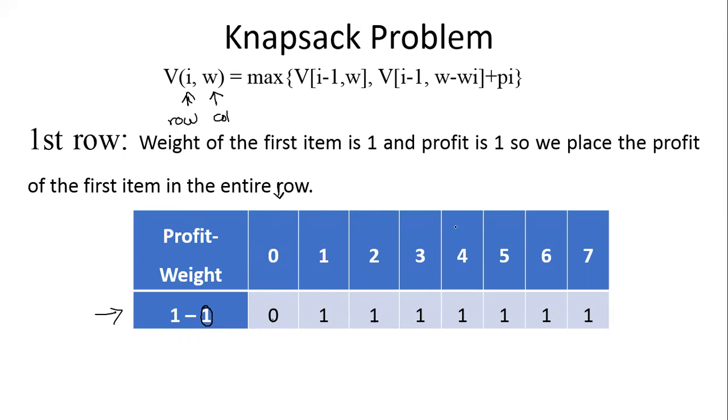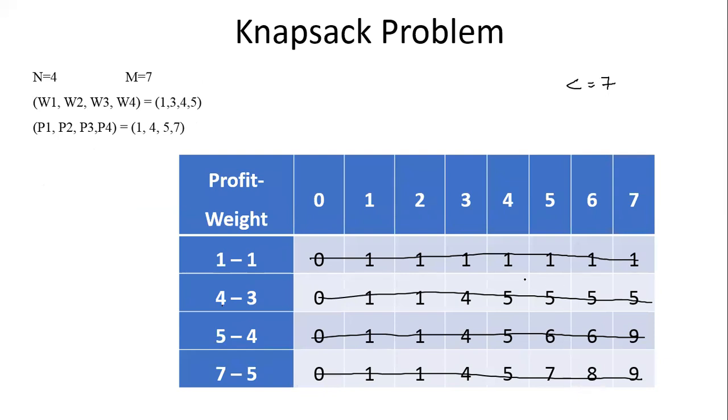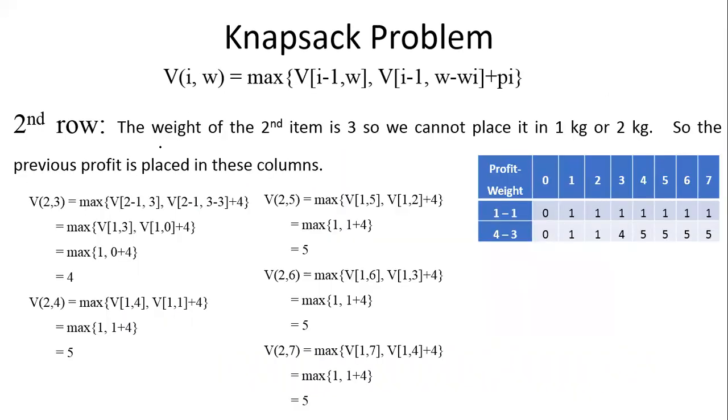Same way, here we need to fill the second row. While filling the second row, the weight of the second item is 3. So we are not able to place it in the 0th column. That's why the profit is 0. We are not able to place this weight 3 in the first column. So that's why we will not earn anything. The previous profit is carried forward to here.